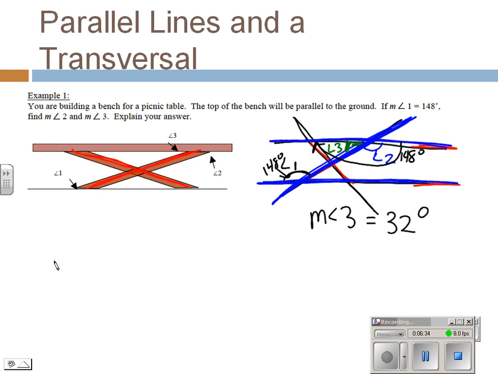Because 32 degrees plus 148 degrees gives us 180 degrees. And if you were to explain your answer, you would just talk about what I said: alternate interior angles are congruent, and you know that the measure of angle 2 and the measure of angle 3 are supplementary. Let's go on to the next problem.